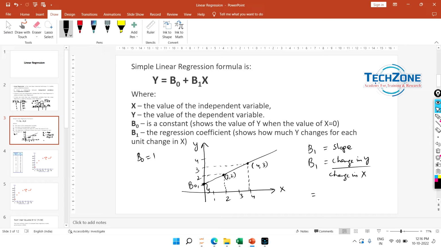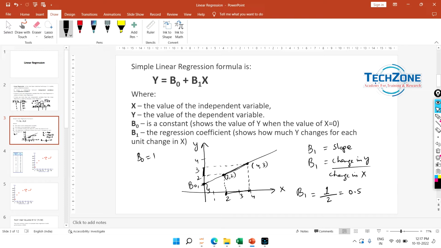So here how much is y changing? First the point was here and next the point is here. So how much is the change in y? 1 unit, divided by the change in x. First the x point was here, now it is here. So how much is the change? 2. So b1 will be 1 by 2, or 0.5. In simple terms, b1 is called the slope of the straight line.